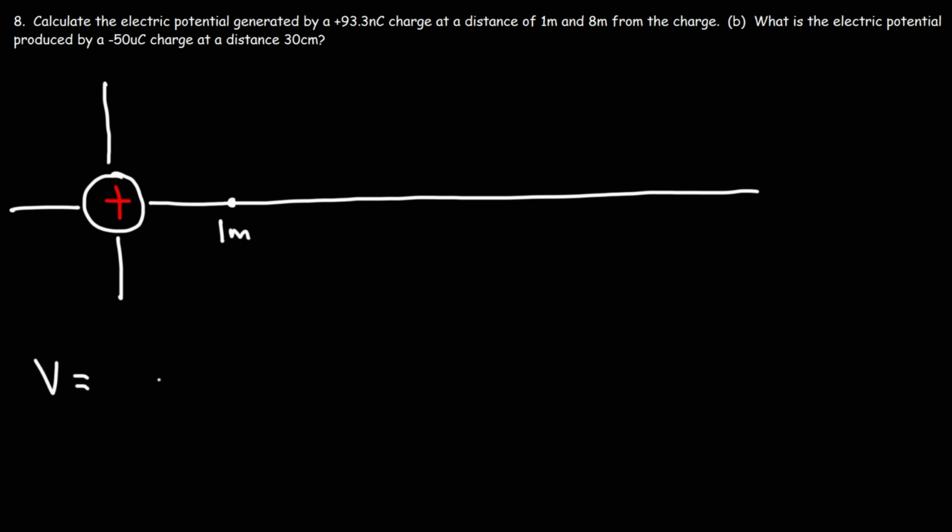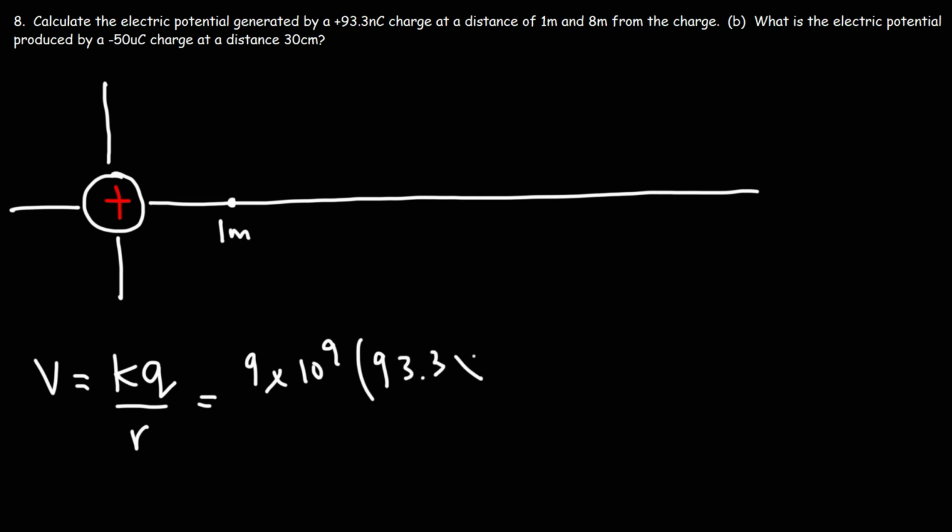To calculate the electric potential generated by a point charge, it's equal to kq over r, where r is the distance between a charge and a point of interest. So if we call this point A, we could say that this is the electric potential at point A. k is 9 times 10 to the 9. q is 93.3 times 10 to the negative 9 coulombs. And r is 1.